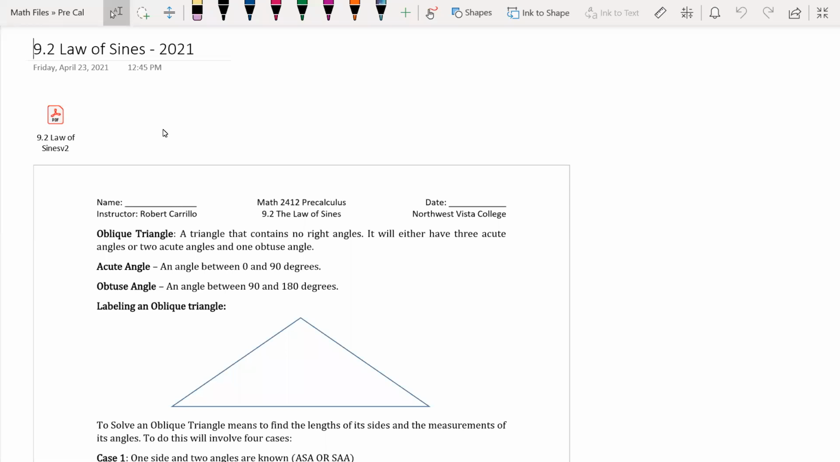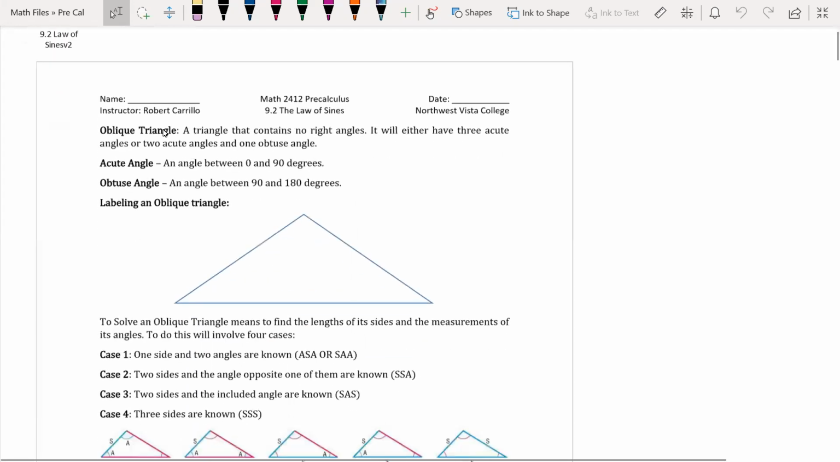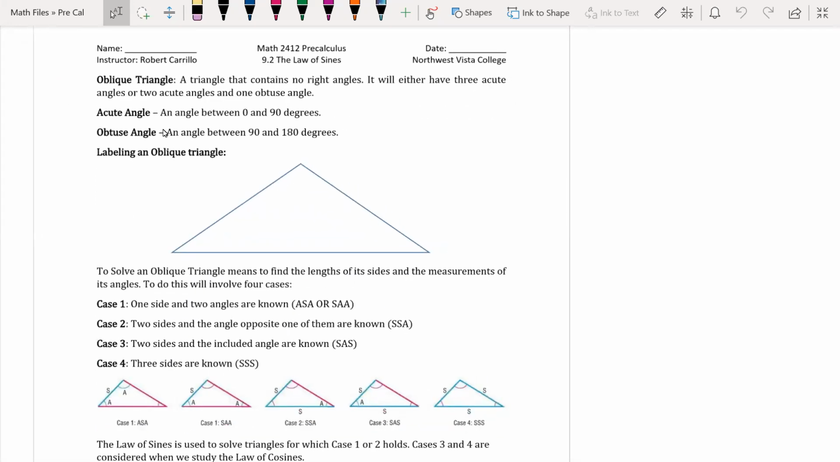Okay, today we have the law of sines, which will help us solve for angles and sides on an oblique triangle. An oblique triangle is a triangle that contains no right angles. It would either have 3 acute angles or 2 acute angles and 1 obtuse angle. Remember that acute is between 0 and 90, and obtuse is between 90 and 180 degrees.